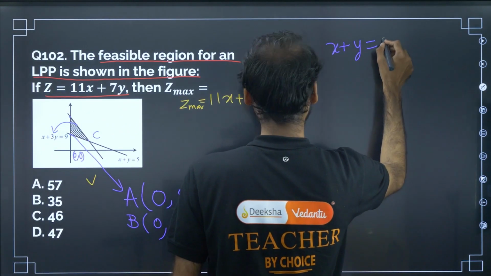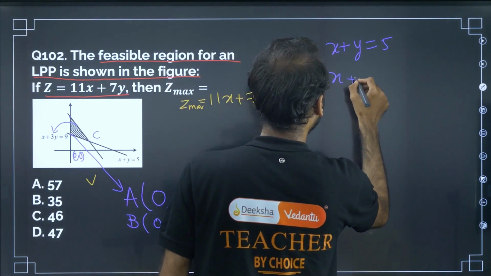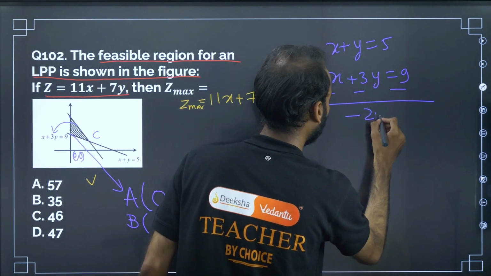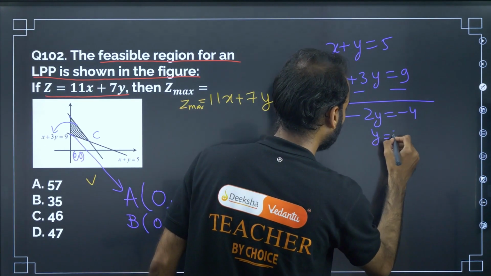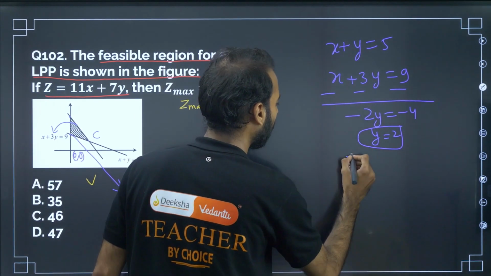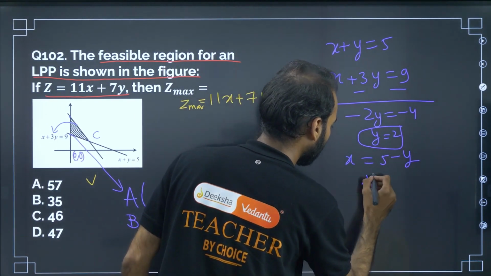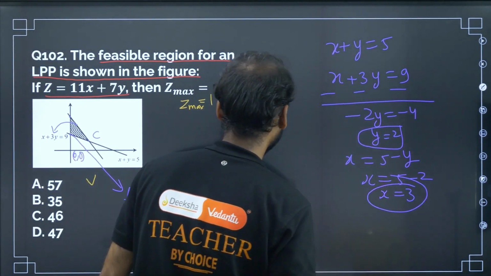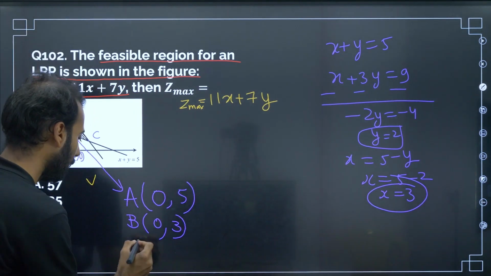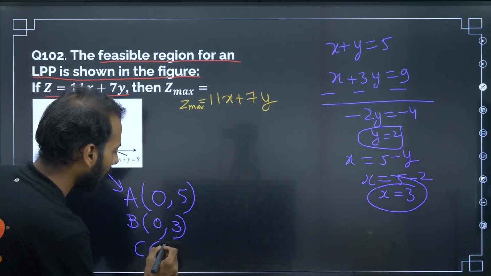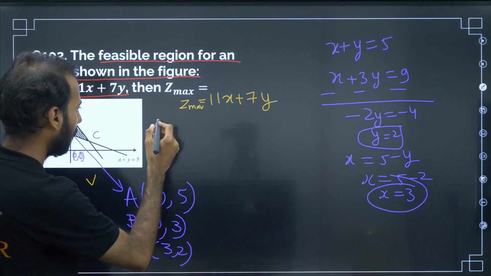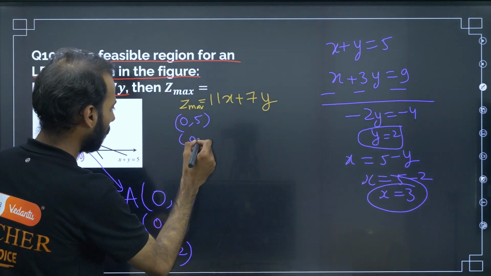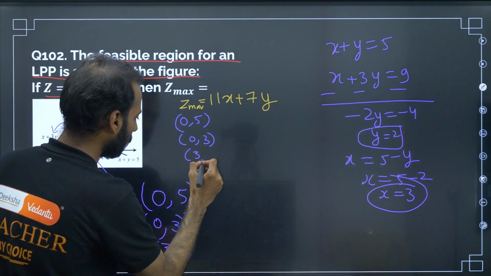x plus y is equal to 5, x plus 3y is equal to 9. If I simplify this, minus 2y is equal to minus 4, y is equal to 2. I will substitute y is equal to 2 in any one of the equations. x is equal to 5 minus y, x is equal to 5 minus 2, x is equal to 3, y is equal to 2. That means point C is (3, 2). 0 comma 5 is one point, 0 comma 3 is the next point, 3 comma 2 is one more point.